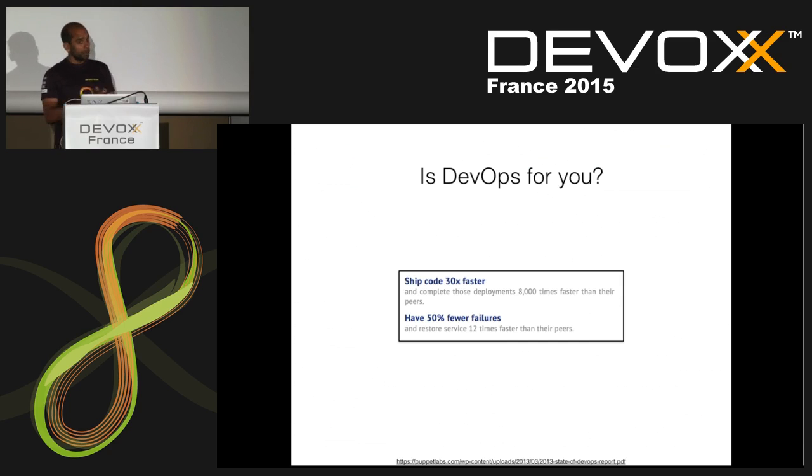So is DevOps for you? Well, there are lots of surveys that are being done around. This particular one was done by Puppet Labs, and it shows that if you are using DevOps technologies, DevOps methodology, then you can ship code 30 times faster. Sounds pretty cool. It has a much lower failure rate, so 50% fewer failures. That's a pretty promising option.